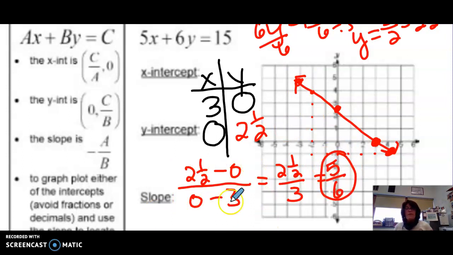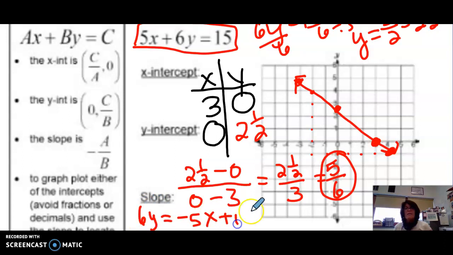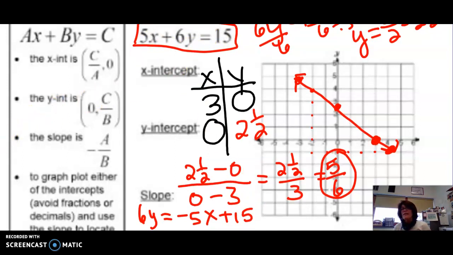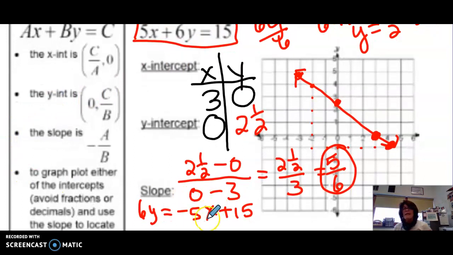5/6 is the slope. If you don't want to subtract, you can take your equation and rewrite it so that it's in slope-intercept form. Go ahead and subtract 5x to the other side. I'm subtracting 5x over with the 15. That gives me 6y equals negative 5x plus 15. Now I'll divide everything by 6. Negative 5/6 x plus 15/6. Which we already saw is 2.5.